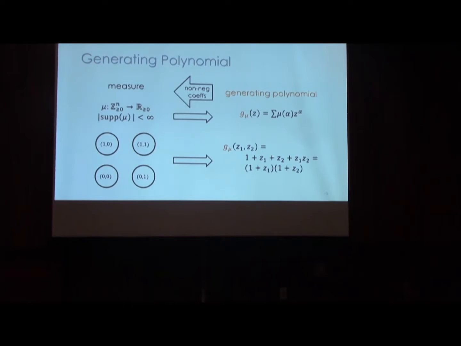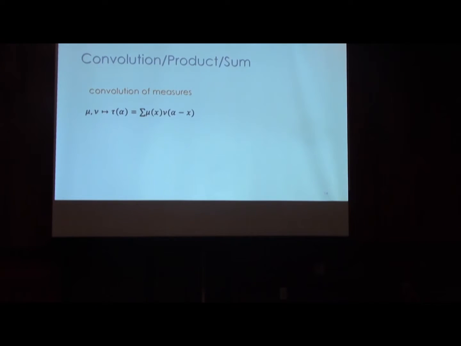What is the use of generating polynomials? Well, they're pretty useful in combinatorics because of mostly this property that convolution of measures corresponds to the product of polynomials. Okay. This is basically standard from just the definition.